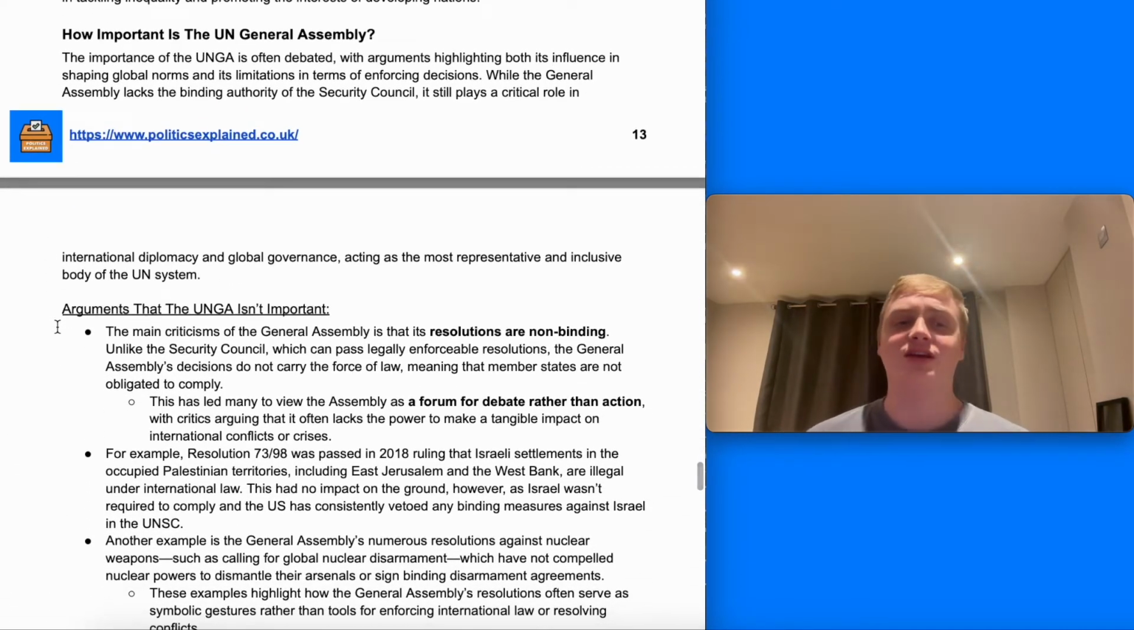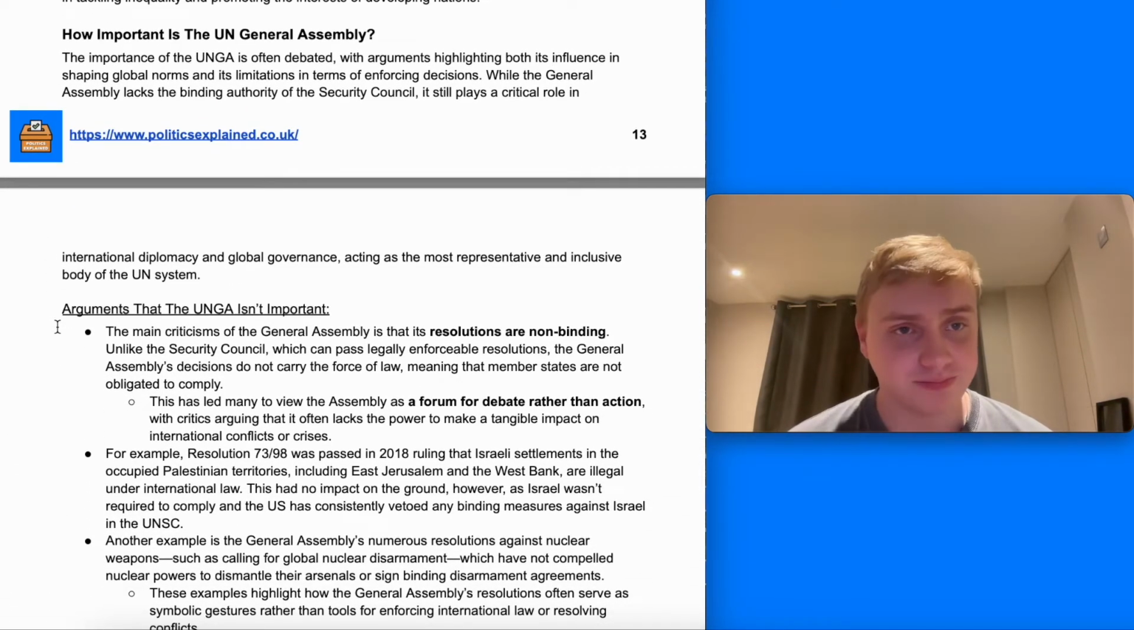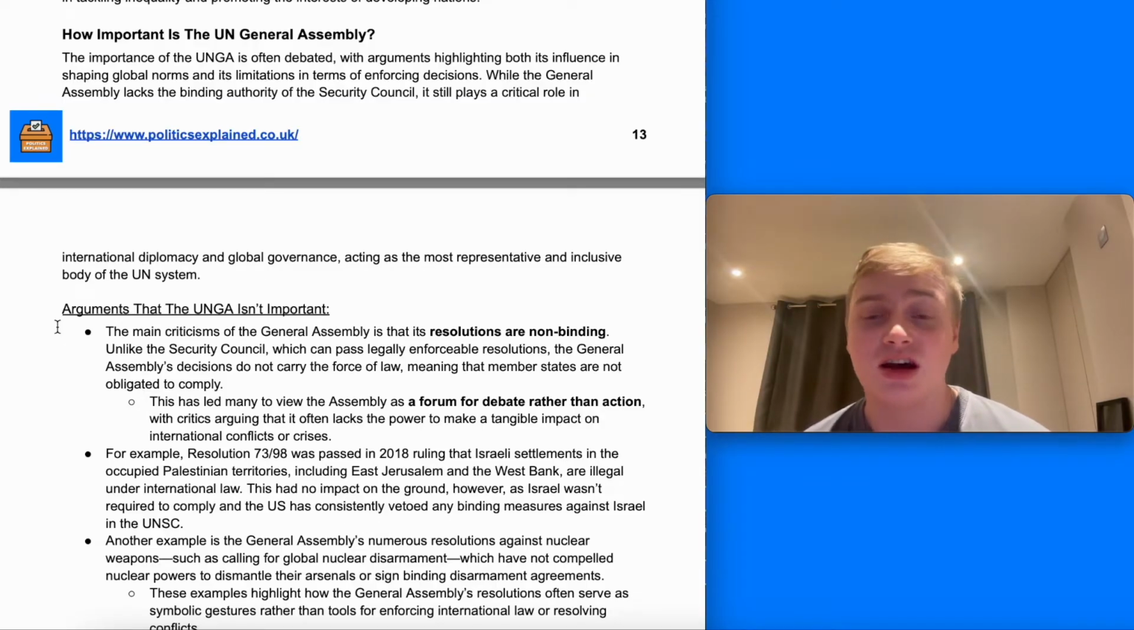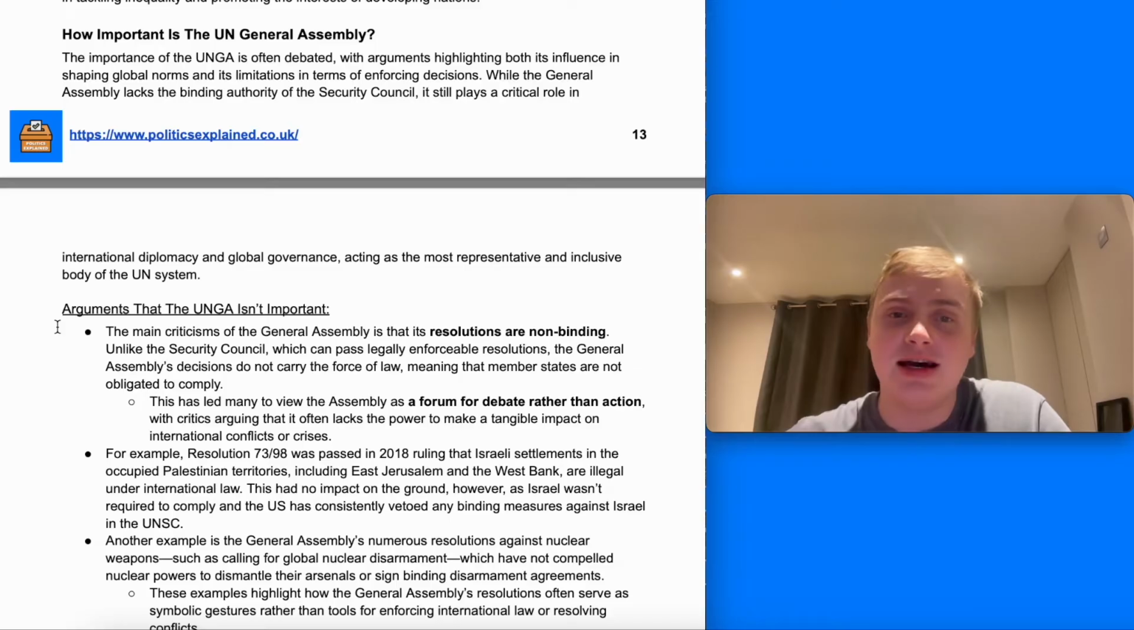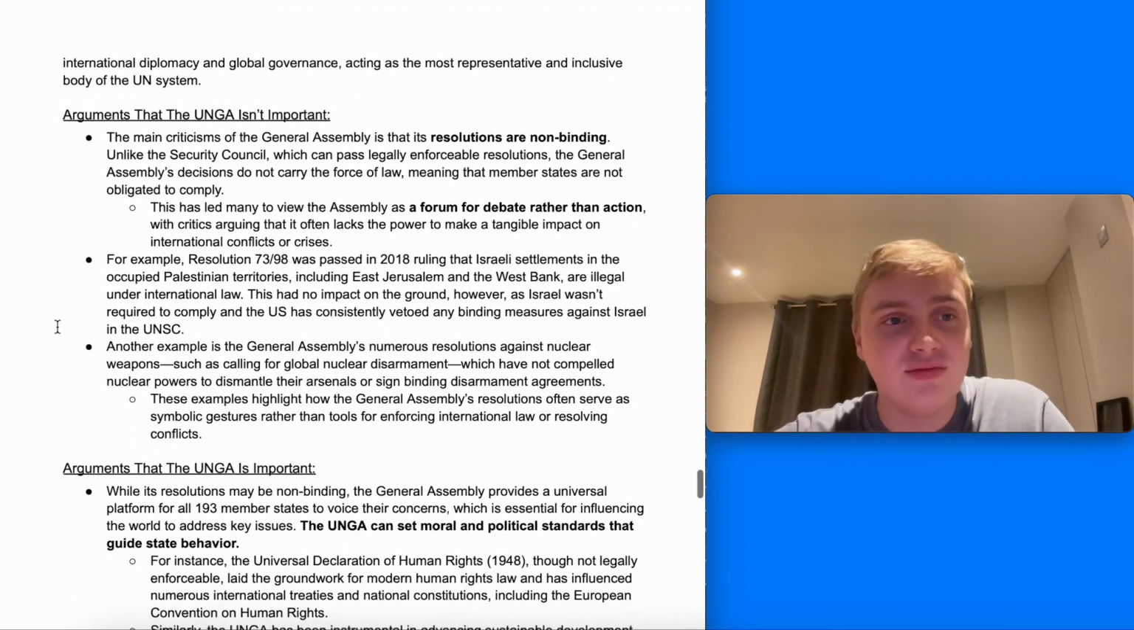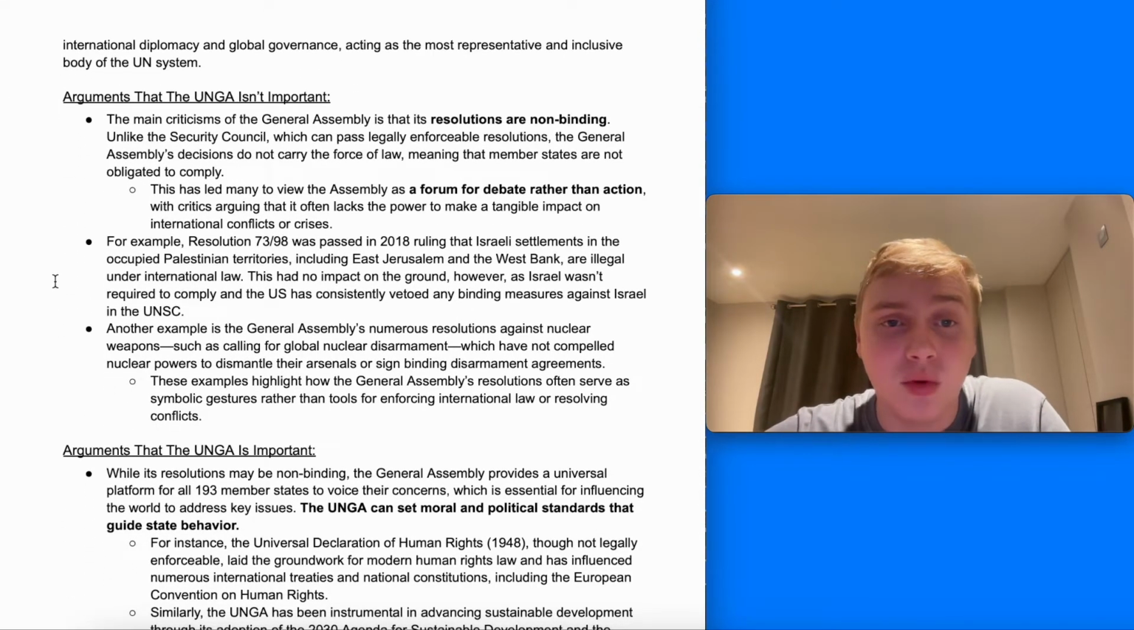So then, how important is the UN General Assembly? It's often debated. Some argue it has very little power and very little influence at all, whilst others argue it still plays a really critical role in global governance and international diplomacy. Starting off by having a look at some arguments that it isn't important.